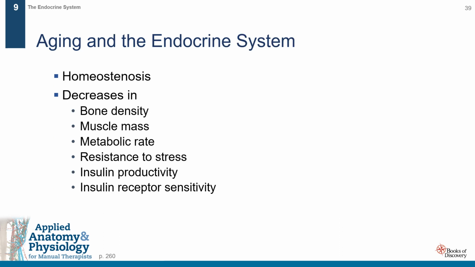Now let's take a look at aging and the endocrine system. Aging adults tend to be less resilient to stress and show increased susceptibility to disease, sometimes referred to as loss of homeostasis. Many of the physical changes associated with aging are related to changes in the endocrine system. These changes include decreases in the following: bone density.